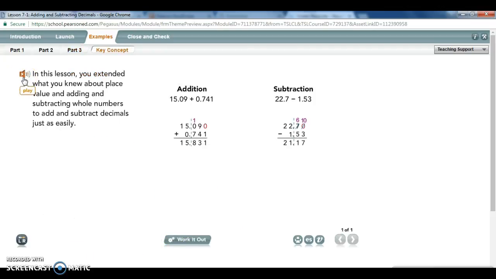And we'll close with the key concept. In this lesson, you extended what you knew about place value and adding and subtracting whole numbers to add and subtract decimals just as easily.